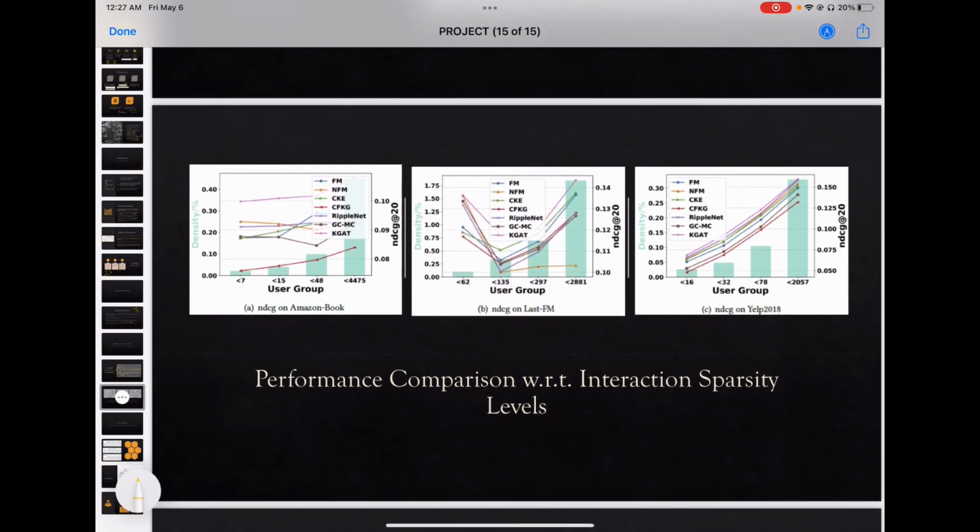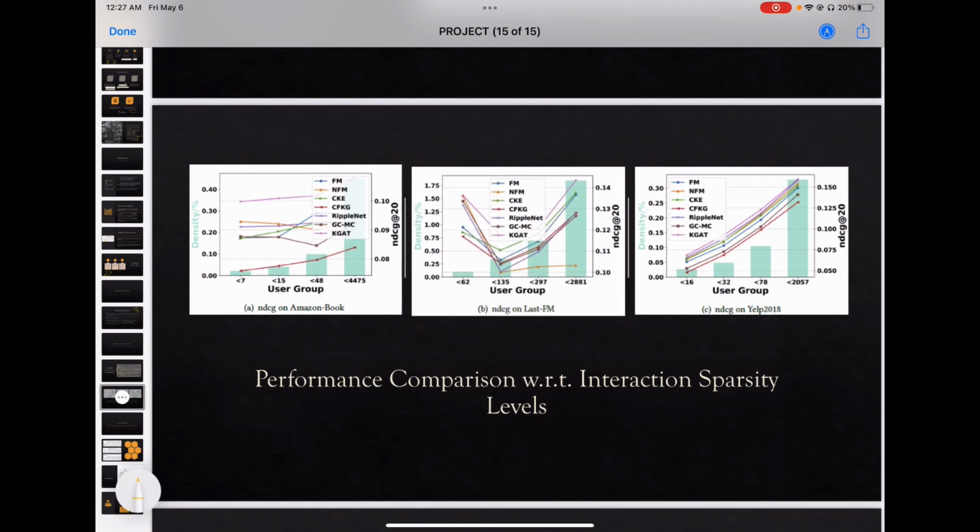The next thing we look at is a performance comparison with respect to interaction sparsity levels. Now, one motivation for exploiting a knowledge graph is to alleviate the sparsity issue, which usually limits the expressiveness of recommender systems. It is hard to establish optimal representations for inactive users with few interactions. So in this experiment, it is investigated whether exploiting connectivity information helps alleviate this issue.